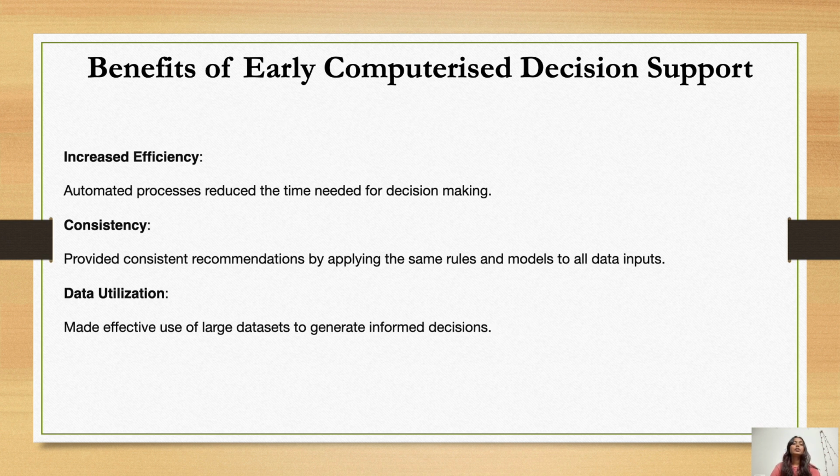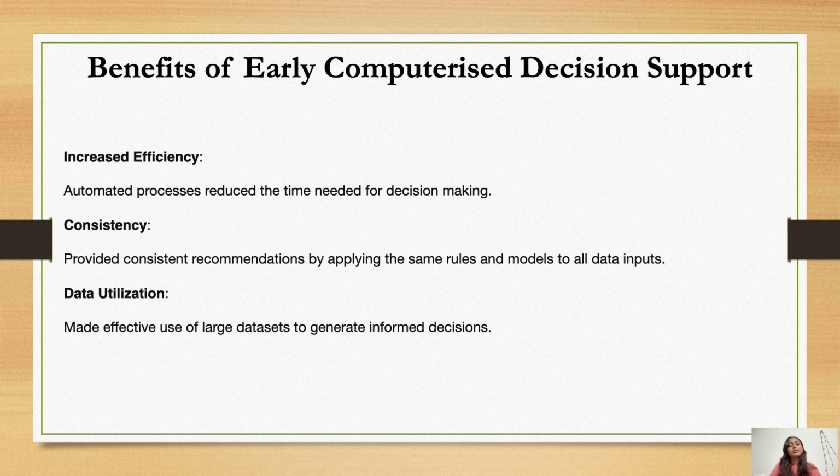So the next is benefits of early computerized decision support, which are increased efficiency, consistency, and data utilization. Now coming to increased efficiency, automated processes reduce the time needed for decision making. So if a process is automated, for example, it already knows what should be used in what circumstances. Examples are already given and data input is given, so it will help decision making faster, and it will reduce the time taken to make the decision.